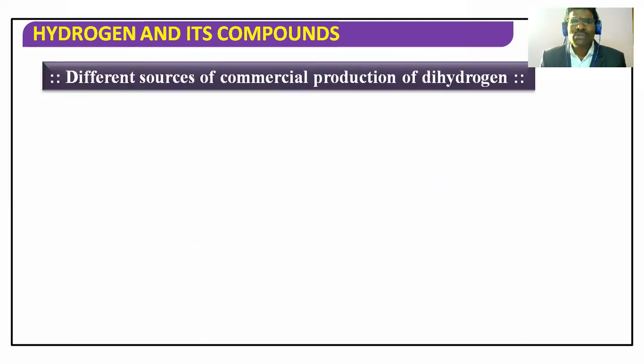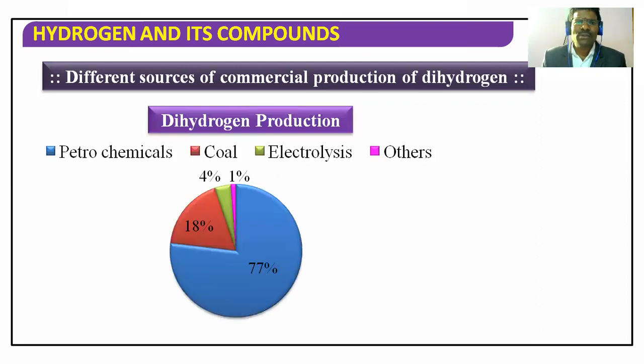So these are the different sources of commercial production of dihydrogen: petrochemicals, coal and electrolysis of others. Its percentage, you can see, dear students: 77% of dihydrogen can be produced from petrochemicals, from coke 18%, from electrolysis 4%, and from other sources only 1%.